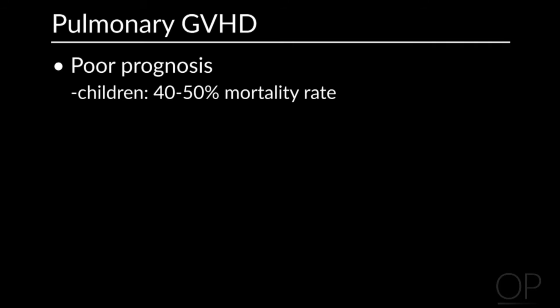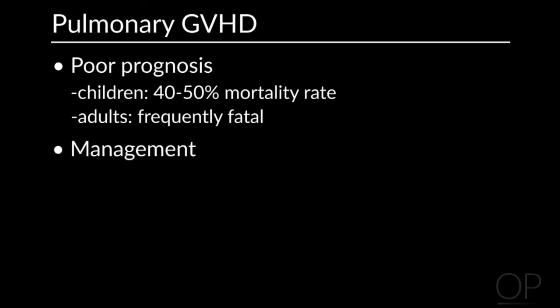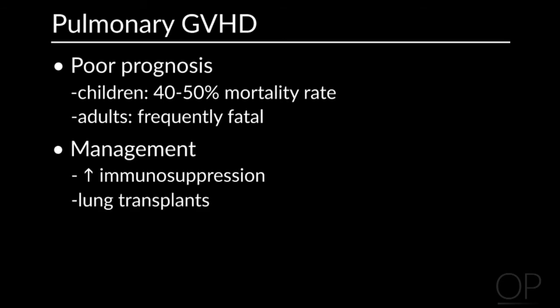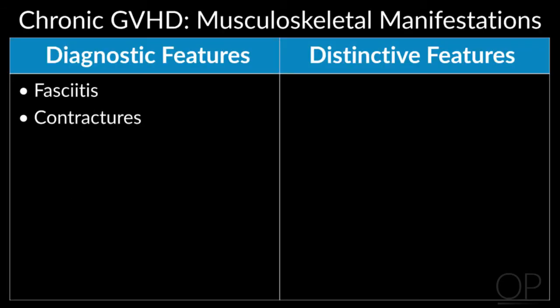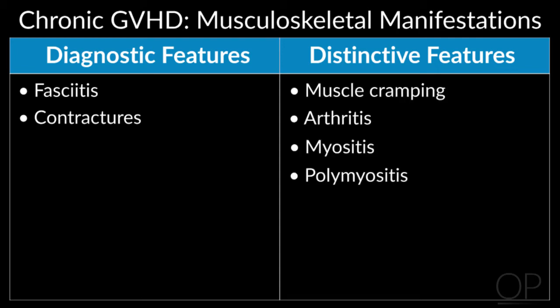Pulmonary graft-versus-host disease is associated with a very poor prognosis. So this is associated in children with a 40 to 50% mortality rate. In adults, it is almost uniformly fatal. The management involves treating with increased immunosuppression, and with severe disease, patients have received lung transplants. Within the muscles, fascia, and joints, you can commonly see a cramping of the muscles or arthritis, myositis, or polymyositis.